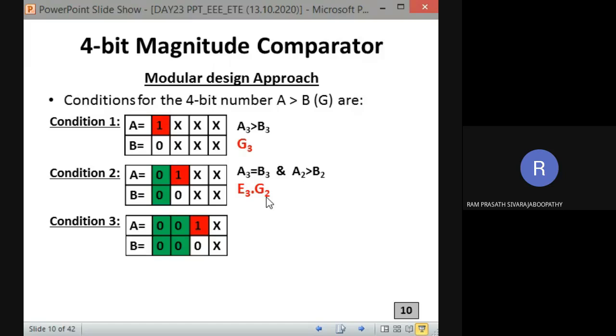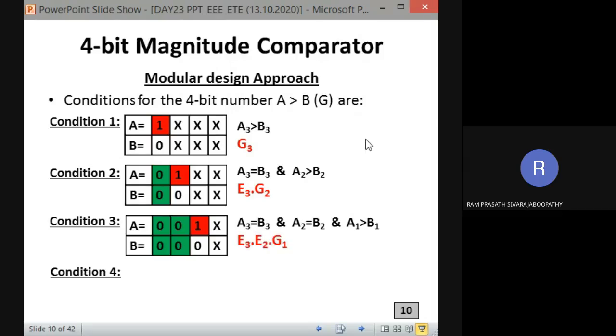Okay, now the third condition. If the first two bits, the MSB and the next bit, both are same, I have to compare the next bit. In that case, can you write the function for this? The condition is A3 equal to B3 and A2 equal to B2 and A1 greater than B1. What about the function for this condition? Yes, E3, E2, G1. Very good, super. E3, E2, G1.